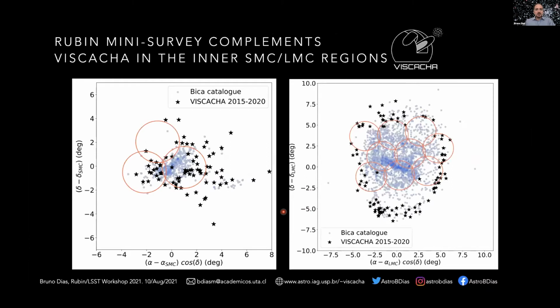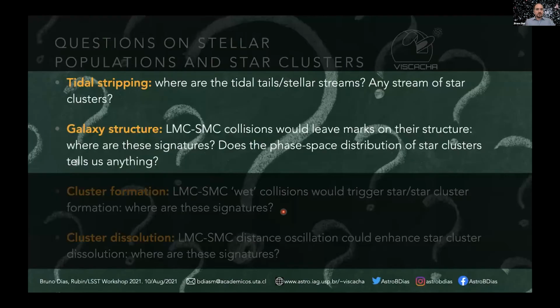And then here, a direct comparison. The points here are the star clusters from the BICA catalog on the LMC and SMC. And the black stars are the star clusters observed already by the Vizcacha survey. And you can see that we focused on the outskirts, which are the regions that are mostly affected by the tidal interactions. And in red, you see the regions proposed by these lucky nights with Rubin. So basically to complement what we are doing with the Vizcacha survey.